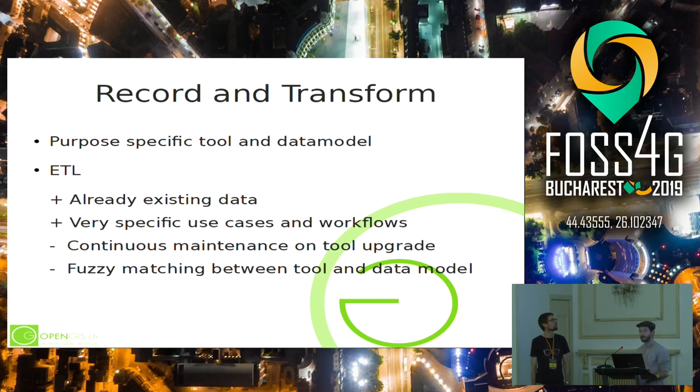So the first one, the record and transform one, is normally when we have a purpose-specific tool with a separate data model that is different from the data model that we'll have in the end. But on the other hand, this is where it can be very well optimized with workflows and use cases, filling in some data here and here and here and here. And in the end, there is always going to be one step where we need to take this data, which is in one model, and transform it to the final transfer model, which we are supposed to hand in at our upper administration level.